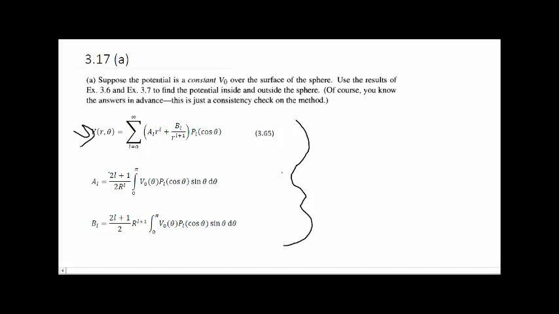This equation is the general solution for finding the potential in spherical coordinates. This solution is from example 3.6 where they found the potential inside of the sphere. This is from example 3.7 which asks you to find the potential outside of the sphere.